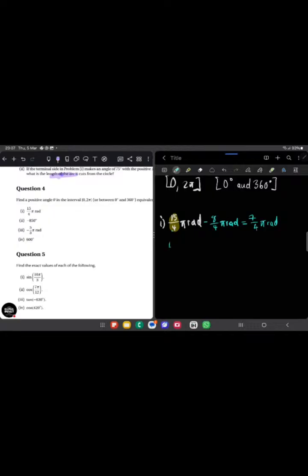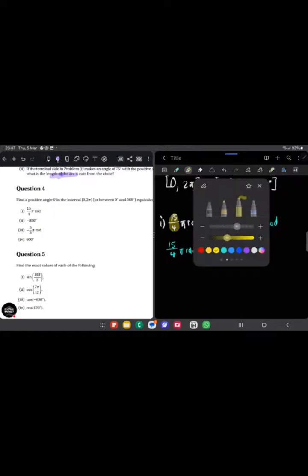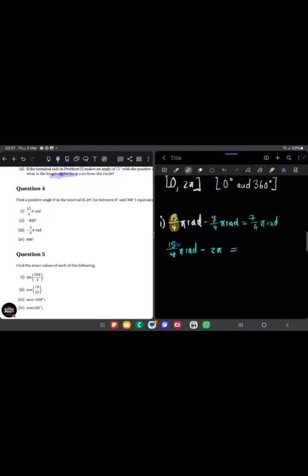If you want to do another cheat code, you'd say, okay, I have 15 over 4 pi. They said, find the exact value. So what I'm going to do, I'll subtract 2 pi and see what answer I get. In the calculator, ignore the pi. Okay, ignore the pi. In the calculator, you'd say 15 over 4 minus 2. Tell me what you're going to get. Let's punch together: open bracket, 15 over 4, close, minus 2.